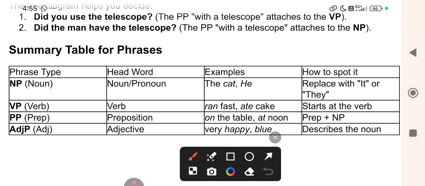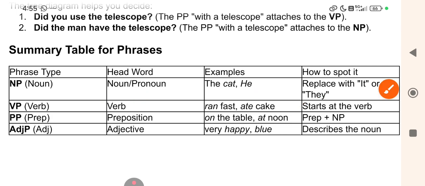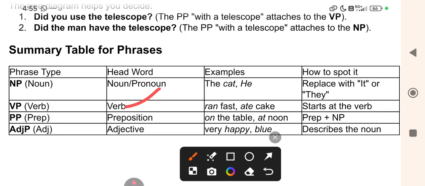Suppose a noun phrase: for a noun phrase the head word is of course a noun or pronoun, the cat or he, and you can replace it with "it" or "they". For a non-living thing it is "it", and for a plural it is "they"; they have given examples. Then for a verb phrase, the head word is the verb, like "rain fast" or "ate cake", right? So that is "rain" or "ate", the main verb. So these are the examples, and the head word is the verb. It starts with the verb.